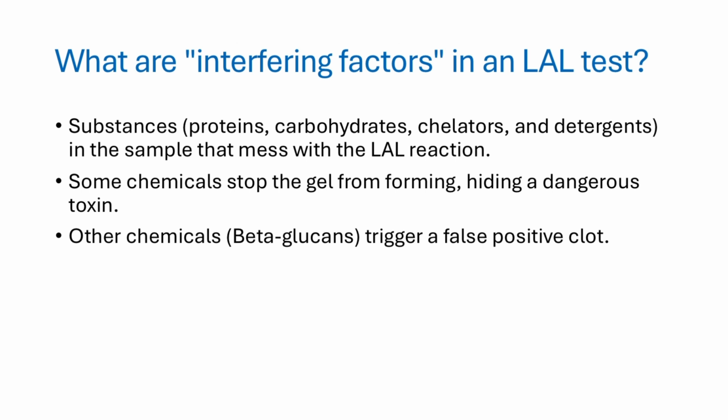What are the interfering factors in an LAL test? Substances like protein, carbohydrates, chelators, detergents present in the sample will interact with the LAL reaction. If there is any such chemical, it will stop the gel formation. If other chemicals like beta glucans are present, it can show a false positive clot. So you should remember this point, that the false positive clot is due to the presence of beta glucans.